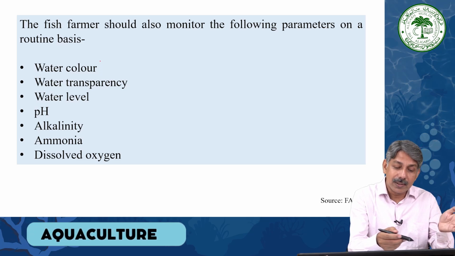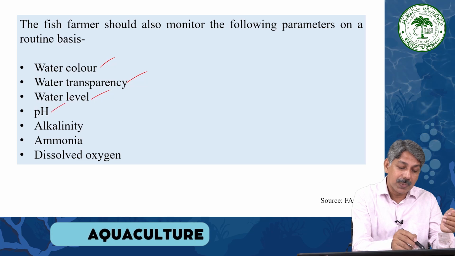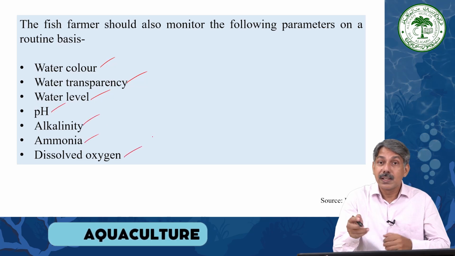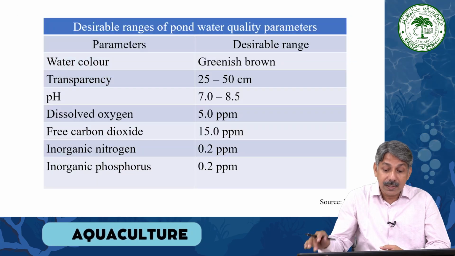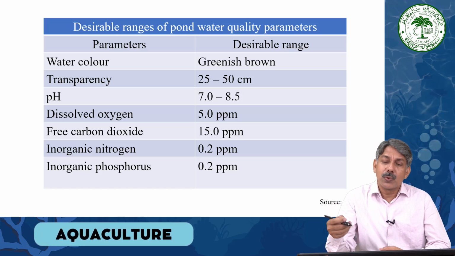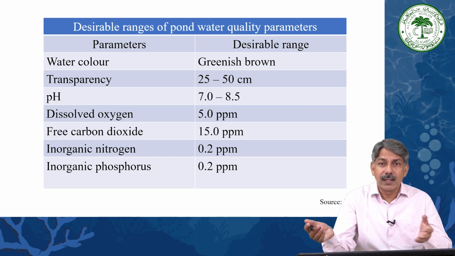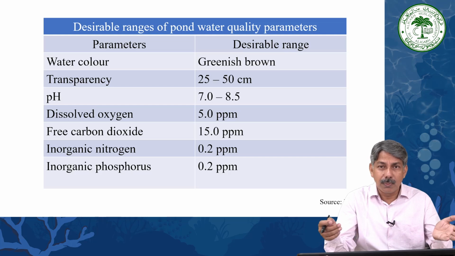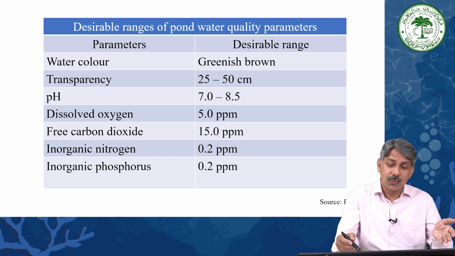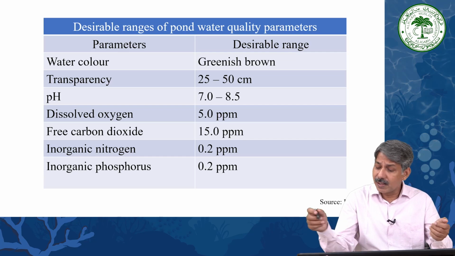What are commonly observed and measured: water color, water transparency, water level, pH, alkalinity, ammonia, dissolved oxygen. These are all very important, and in many documents you will get to see the desired water quality parameters which are needed for fish culture. For freshwater regions, you will find different parameters. For brackish water, for mariculture, you will find things different. Here, it has been shown what the water color, transparency, pH, and other things should be. It has been written here.